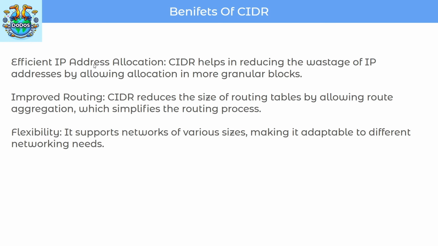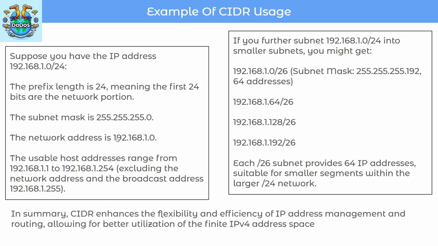Benefits of it is efficient IP address allocation, because CIDR helps in reducing the wastage of IP addresses by allowing allocation in more granular, smaller blocks. It also brings improved routing, where CIDR reduces the size of routing tables by allowing route aggregation, which simplifies the routing process. And it's flexible, which means it supports networks of various sizes, making it adaptable to different networking needs.